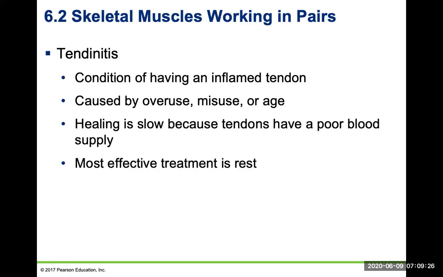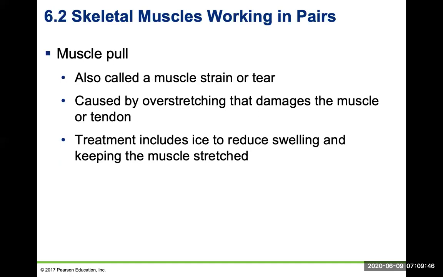Tendinitis: whenever you see the word ending in itis, that means inflammation. This is a condition of having an inflamed tendon. It's usually caused by overuse, misuse, or age. And healing is slow because tendons have poor blood supply, so they can't get the oxygen they need to rebuild. The most effective treatment for tendinitis is just rest.